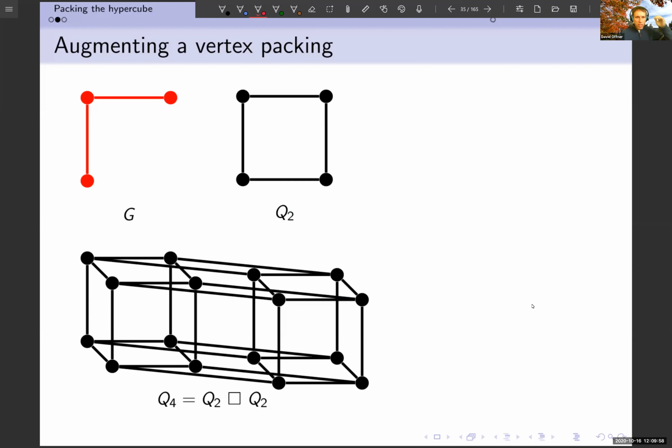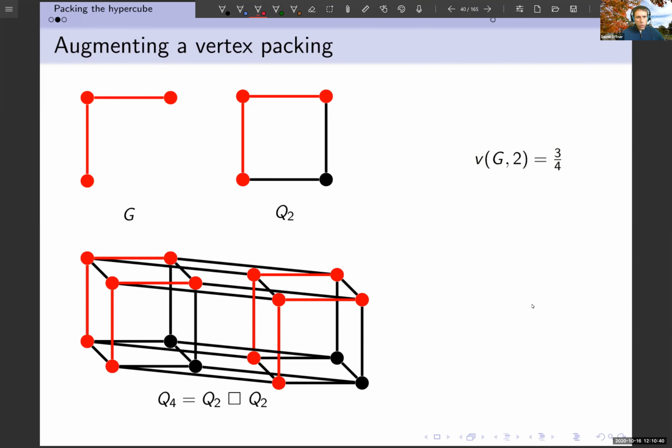Basically, it's an inductive argument where we start with any packing we want, and then we successively augment that packing to get better and better packings for larger and larger hypercubes. So as an example here, I'll use the same G we used before. Previously we had established that V of G2 is 3/4. And so what I do is I think of Q4 as Q2 Cartesian product with Q2, and since I've got a 3/4 packing of Q2, I just look at all the vertical copies of Q2 in Q4, and I copy that packing into those 4 vertical copies.